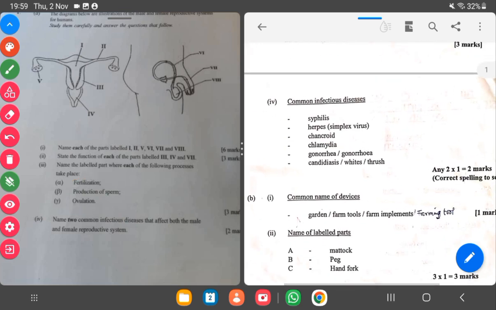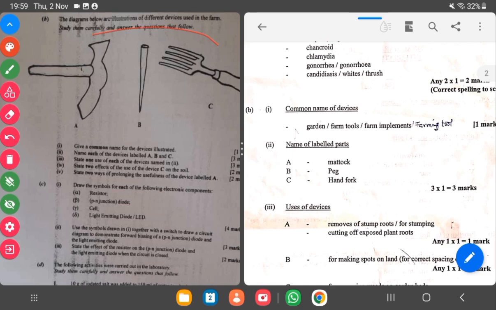So continuing, you were asked for common infectious diseases that affect both the male and female reproductive system. Here's syphilis, herpes, chancroid, chlamydia, gonorrhea, candidiasis or white or thrush. So there are common farm tools here, and you're asked to label them. So the first one is a mattock, the next one is a peg, and the next one is a hand fork. So you are asked to give the common name for each of them, and we've already done that.